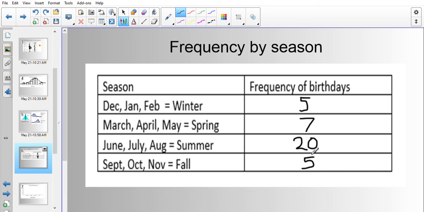Okay, and I want you to just take a second and think about how this graph is going to look different from the previous one. Do you think it's going to look more symmetrical? Do you think it's going to look less symmetrical? Do you think it's going to look about the same? What happens as we consolidate these tallies that we took?